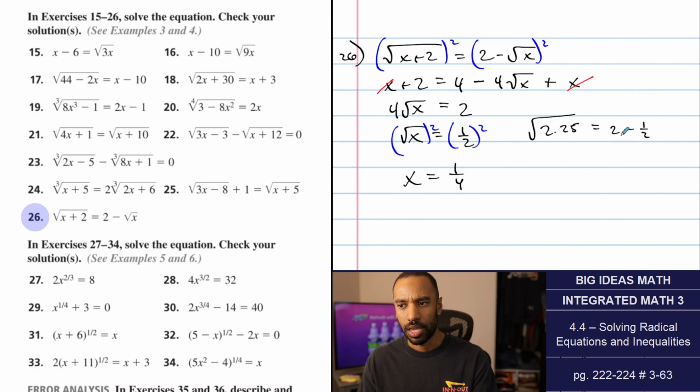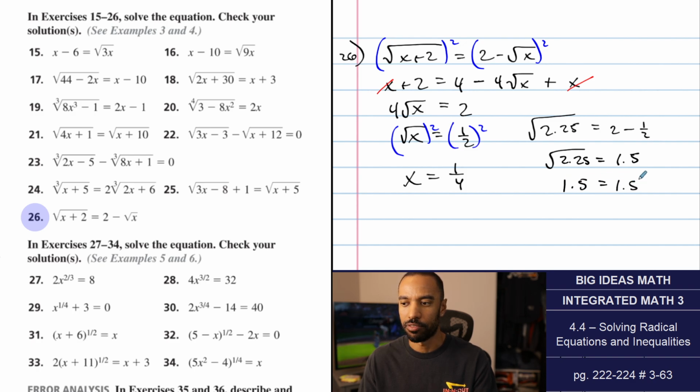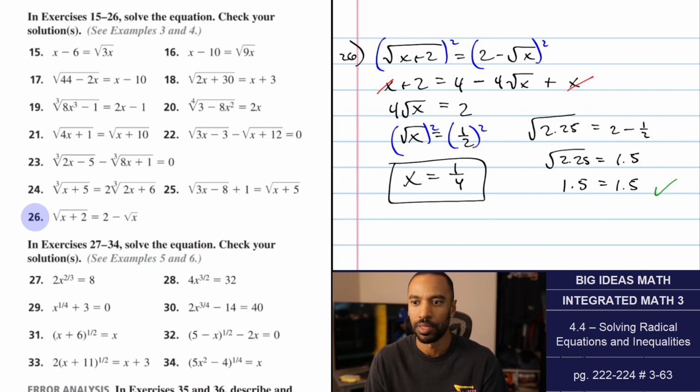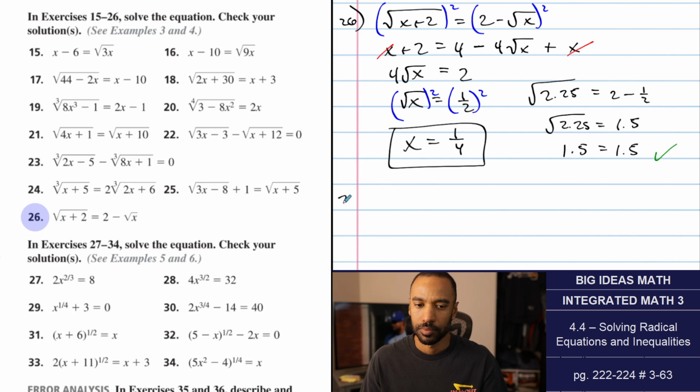Wait, did I say that right? I think so, right? So that's the square root of 2.25 equals 1.5. And 1.5 equals 1.5. So that actually checks out. It was the only possible solution, and it was the one that we got. So 1/4 or 0.25, whichever one you want to write there, is what I'm getting. So that's number 26.